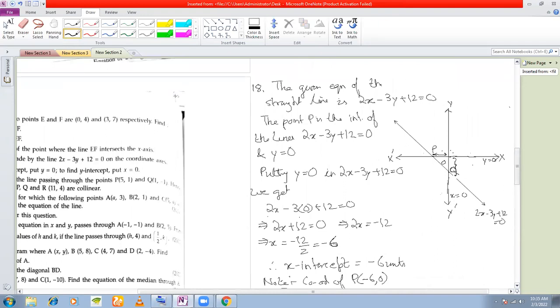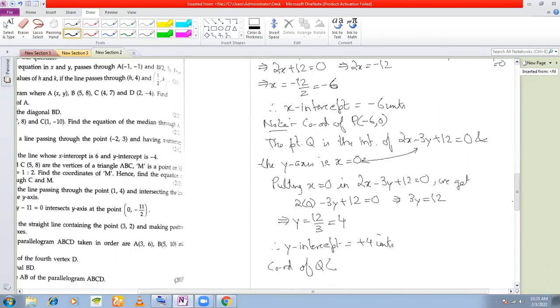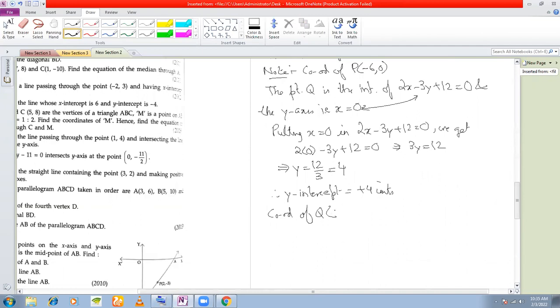In fact, again, this should be Q in the negative direction. The straight line, the Q should be here. Anyway, if this is plus 4 units, then what can we say? What should be the coordinates of Q? It should be 0, 4, isn't it? This should be the coordinates of Q.